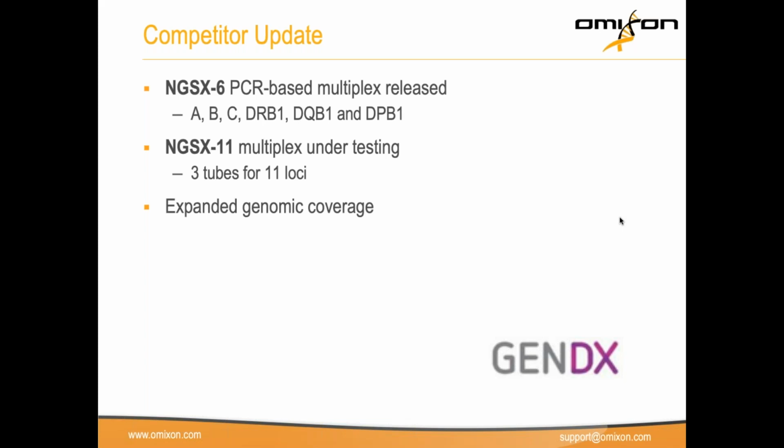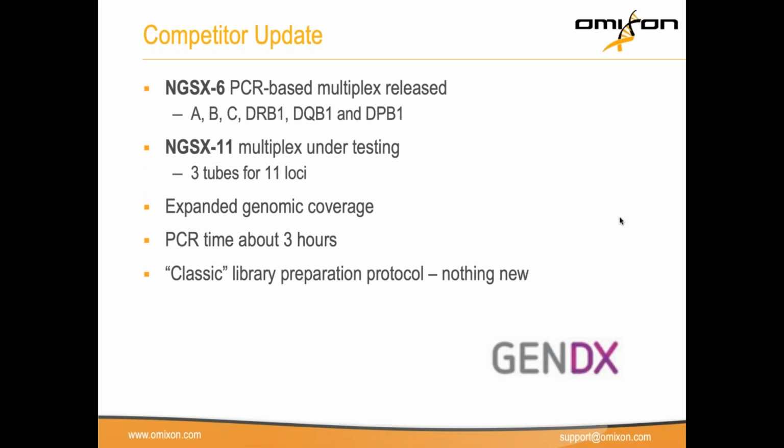They have announced that they will have expanded genomic coverage, which essentially means the inclusion of exon 1 of DRB1 and DPB1. The PCR time takes approximately 3 hours of the workflow. They use a classic library preparation protocol, so there is nothing very different or new there. And the turnaround time for the entire workflow from DNA to sequencing is approximately, it's a little bit less than 8 hours. So once again, this can be done in a single working day.